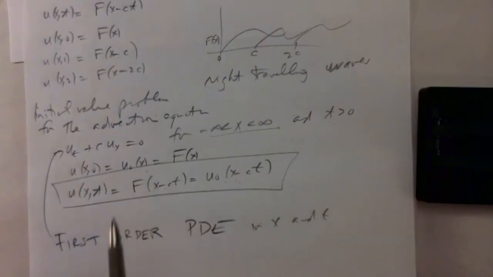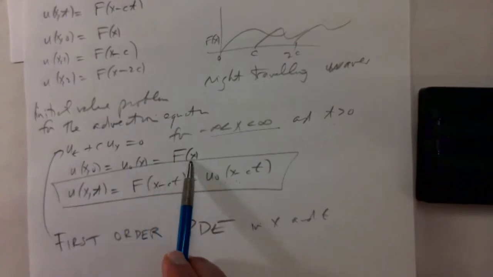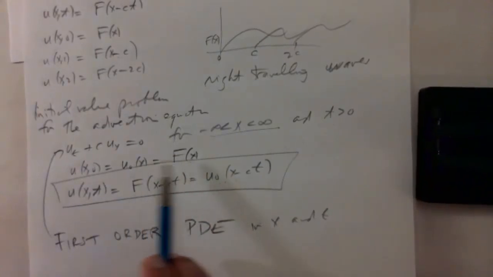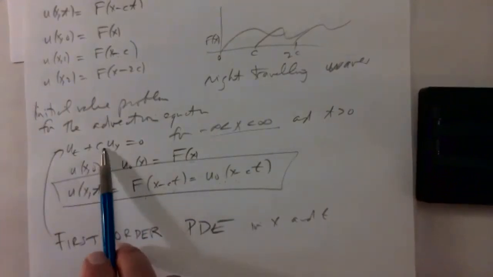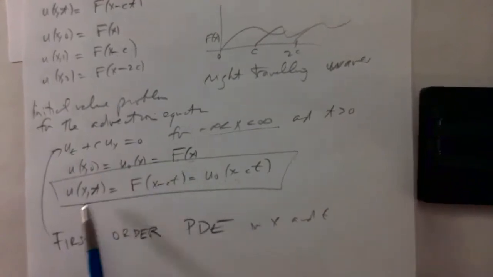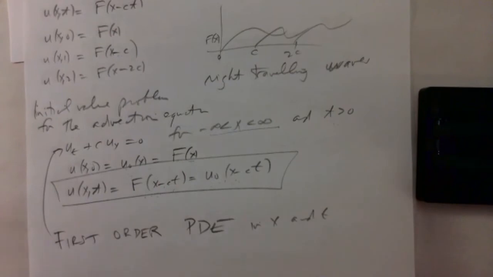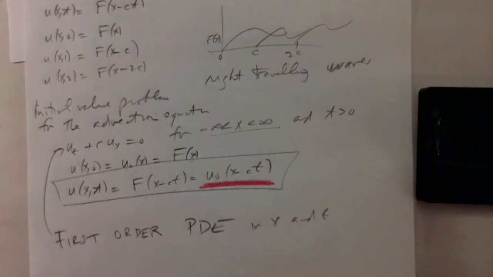And what I said is, if we think of u naught of x as some function capital F of x, I already showed that for any function F, F of x minus ct is a solution of this differential equation. So let F be u naught, so u of x, t equal to this solves the differential equation and it solves the initial condition. That's what I said.